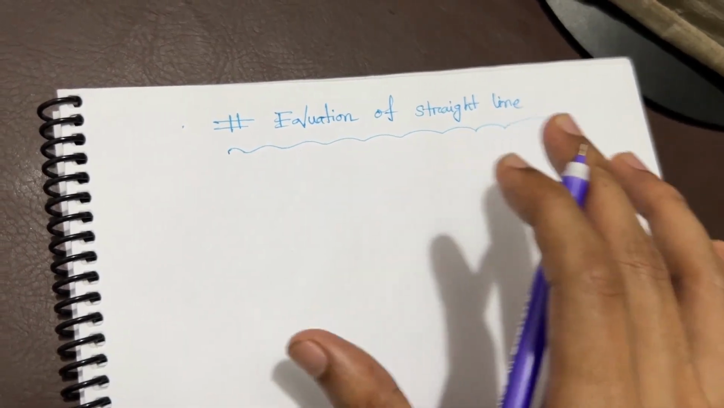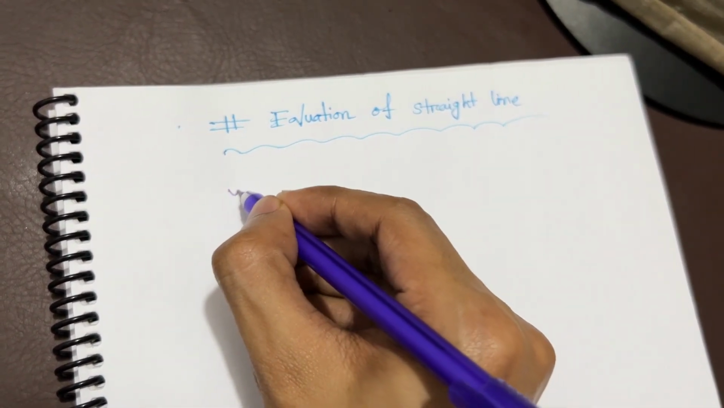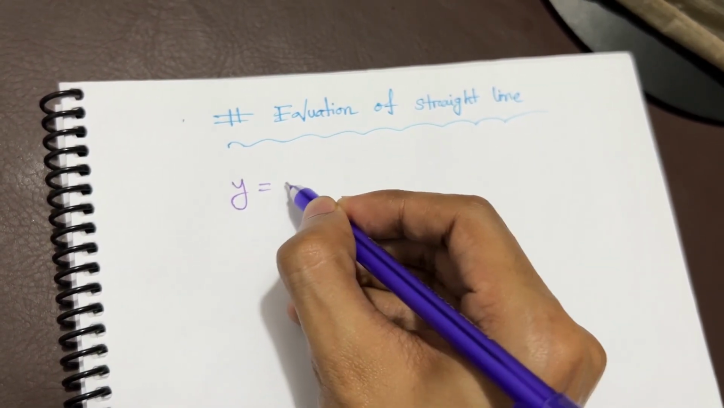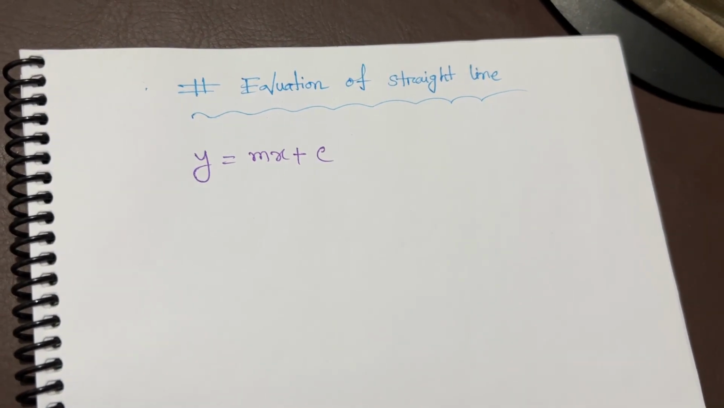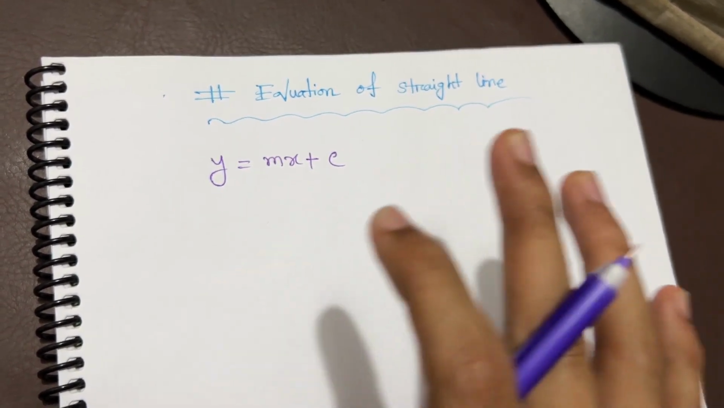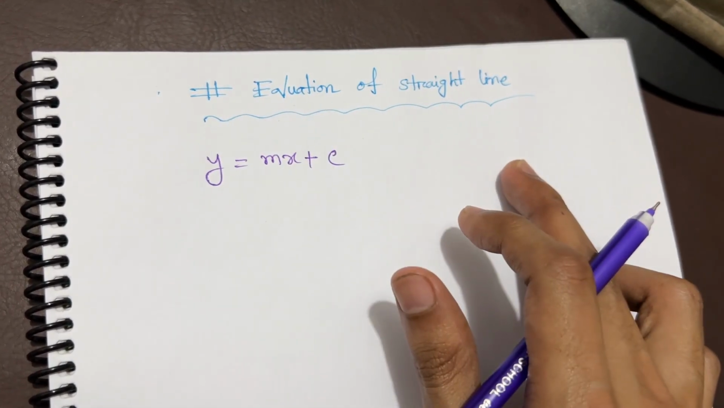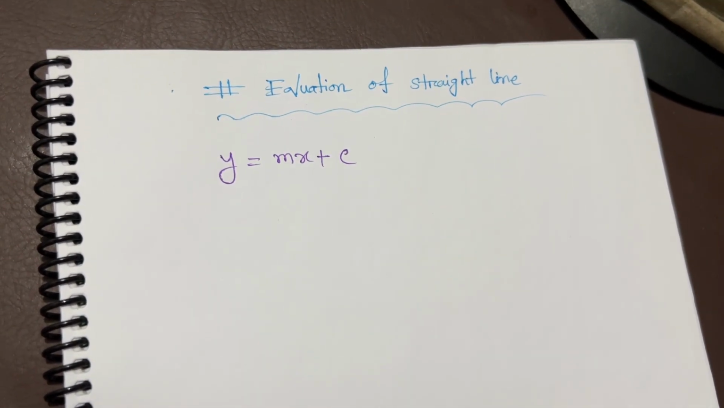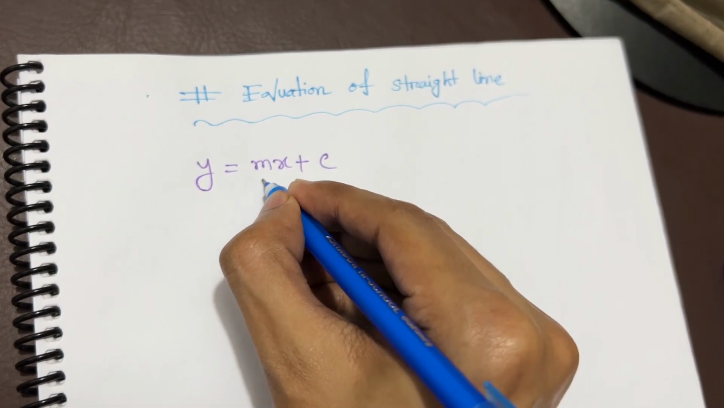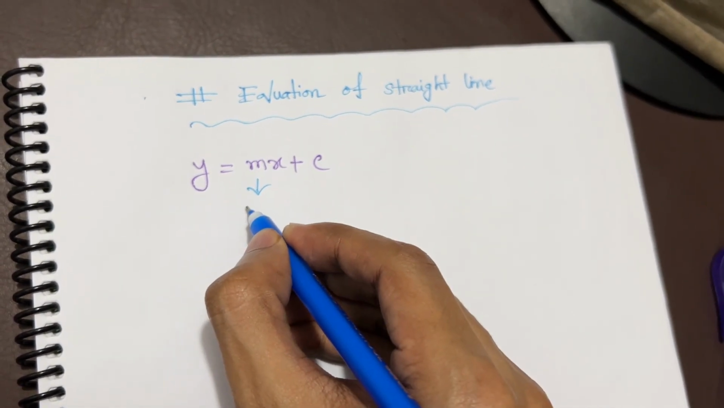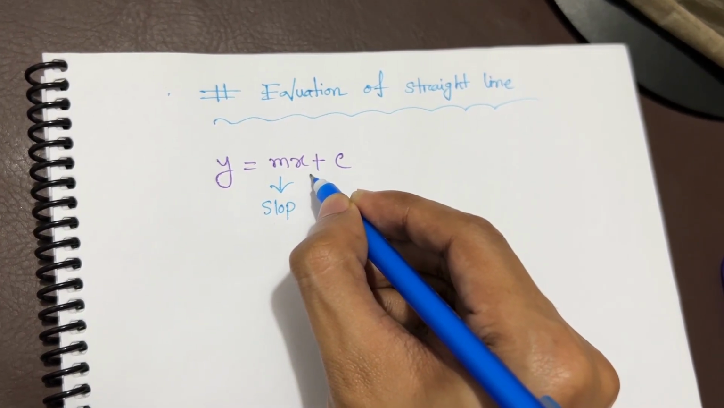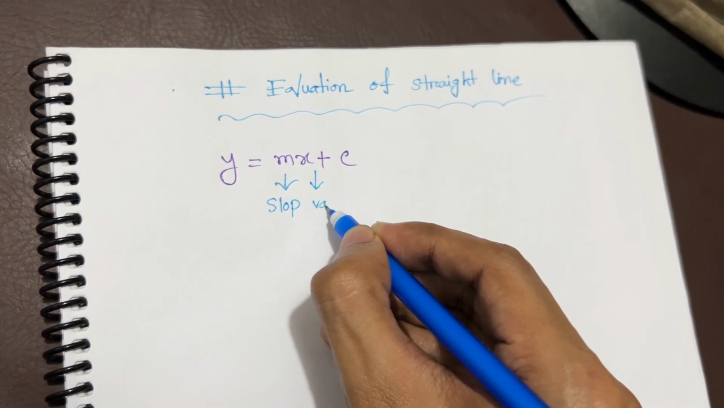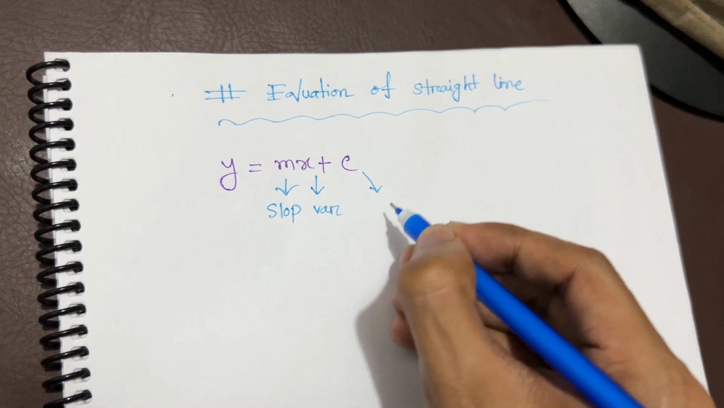Equation of a straight line, we all know that the equation of a straight line is y equals mx plus c. Okay, so I think you guys already know what all this means. In case you don't know, I'm writing this: m is the slope. Okay, so this is the slope, and this x is the variable, and this c is the intercept.